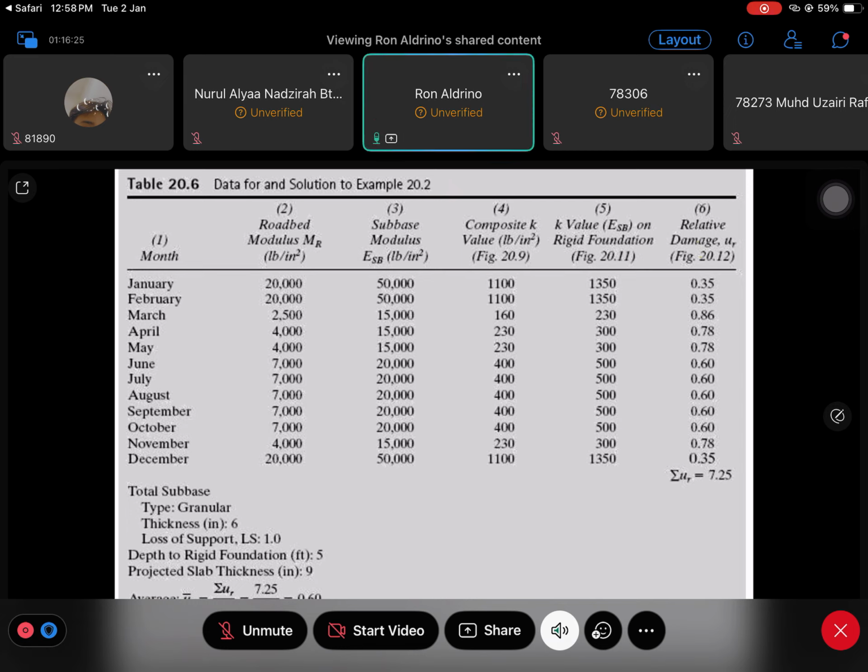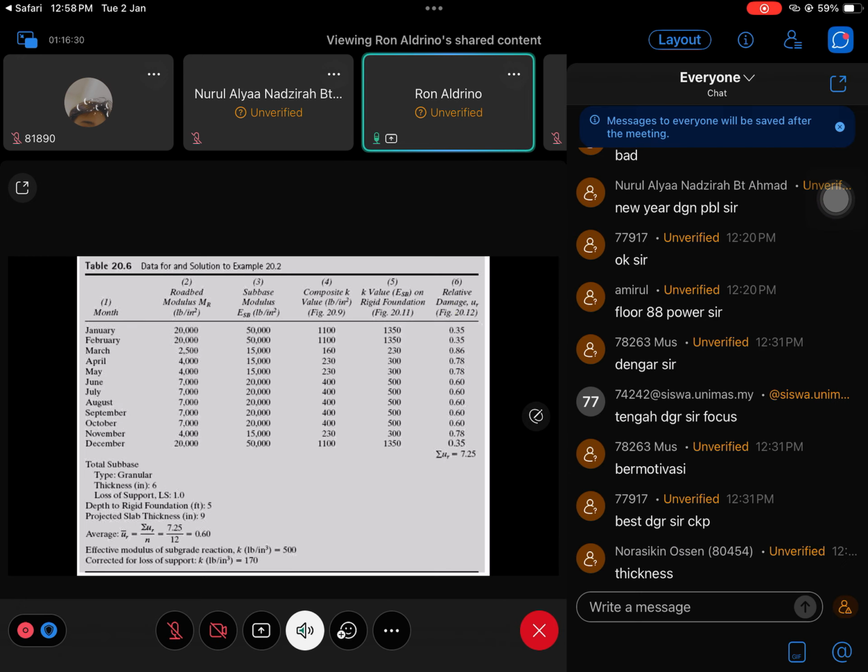Not necessarily from material complete. The pound per inch square. Where do you get it from?